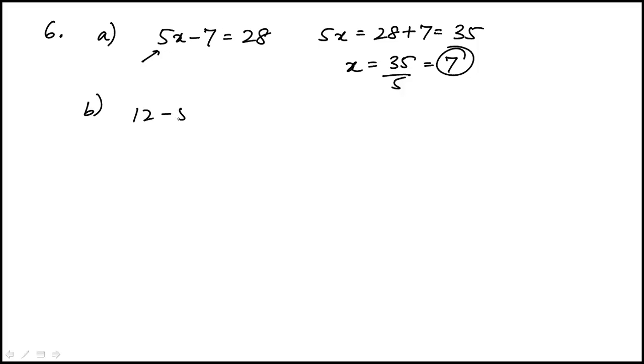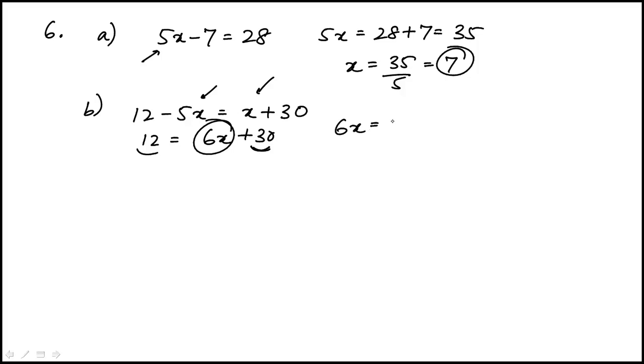B is 12 minus 5x equal to x plus 30. I'm going to add 5x to both sides. The reason is I like to have the coefficient of the unknowns positive. So even though I could subtract x, I chose to do 5x. And then I would subtract 30 from both sides because I want to isolate 6x here. So that would be 6x is 12 minus 30, which is minus 18. And then to isolate x, I divide by 6, which is minus 3.